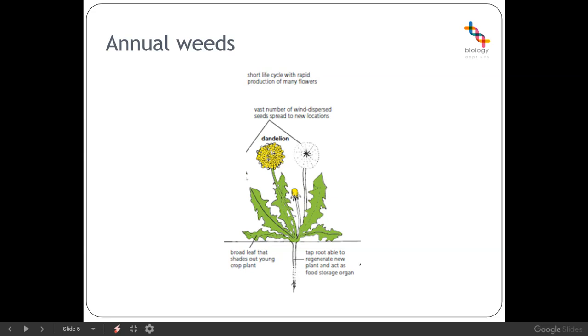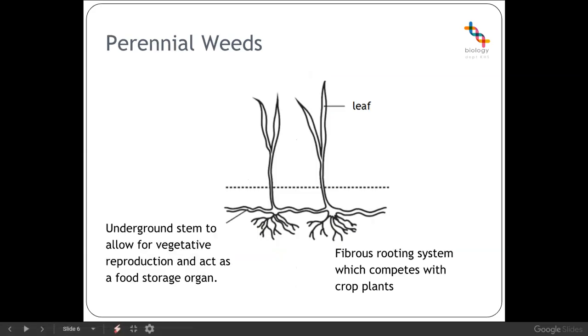We also might have a broad leaf that shades out any young crop plants, and they become a particular issue if they're grown in amongst crops. On the other hand, we have perennial weeds, which have specific competitive adaptations that allow them to survive for longer, such as storage organs, and they can also carry out vegetative reproduction. Essentially, they can reproduce asexually by putting out runners or tubers. They also have a fibrous rooting system, which can compete quite strongly with a crop plant. Their leaves tend to be thinner and narrower though, and don't compete for light quite so much.